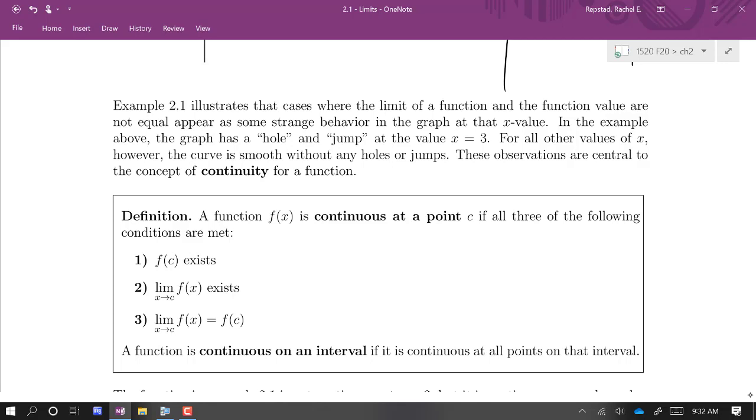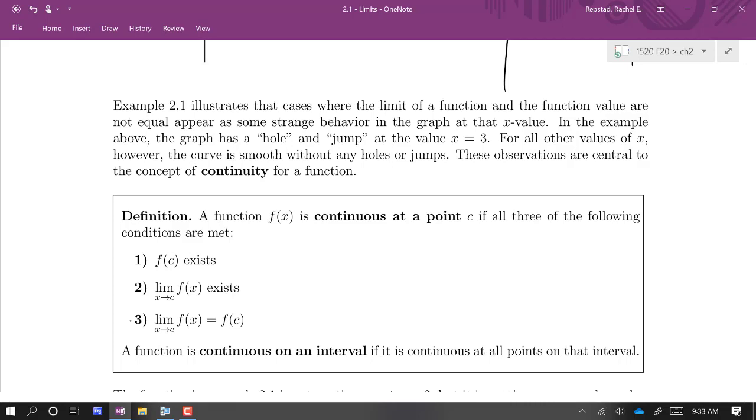We say that a function is continuous at a point, c, if all 3 of these conditions are met. First of all, f of c has to exist. I have to be able to plug in c and get out a value. The limit as x approaches c of f of x has to exist. I have to be able to approach c from either side, right, and get a value. I have to be able to evaluate that limit, and those two things have to be the same. The limit as x approaches c of f of x has to equal f of c. So that's what it means to be continuous at a single point c.